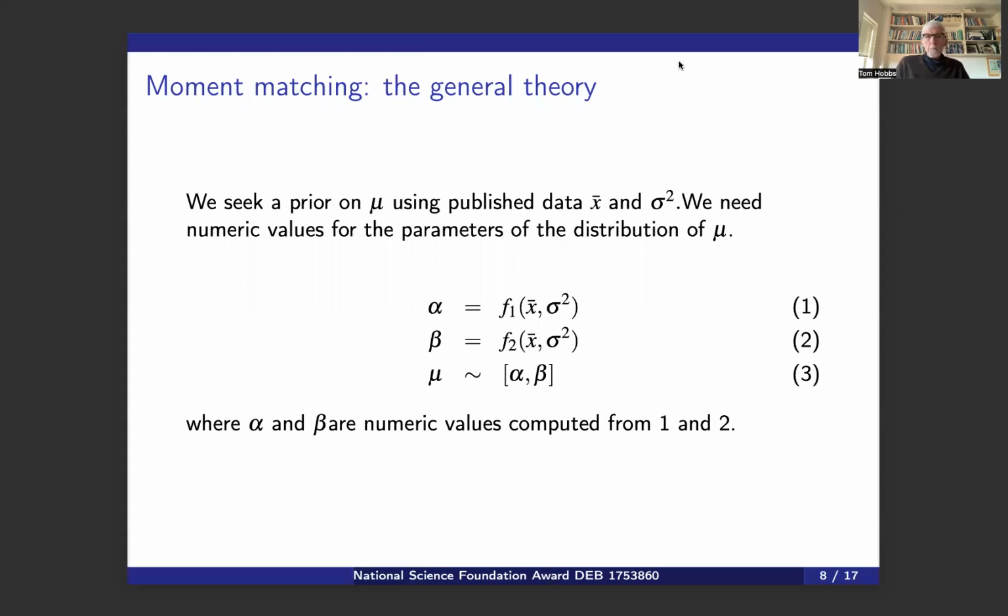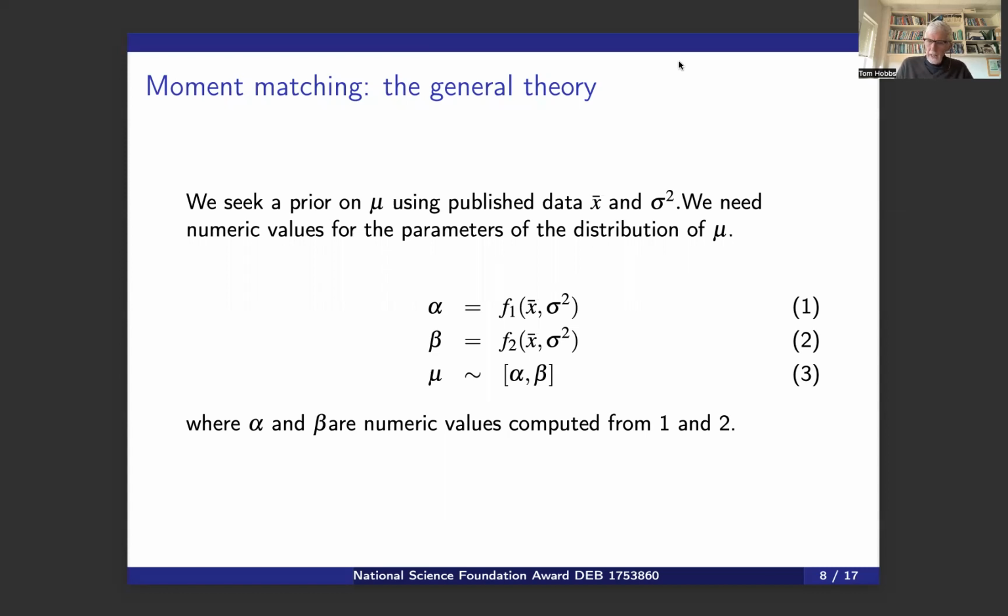The trick is called moment matching. It's a quite simple technique, as I said, not widely taught. So let's say we seek a prior on the parameter mu using published data on some mean, x bar, and sigma squared. And we're seeking a prior that's not for the normal or the Poisson distribution. So we need numeric values for the parameters for the distribution of mu. And how do we find those?